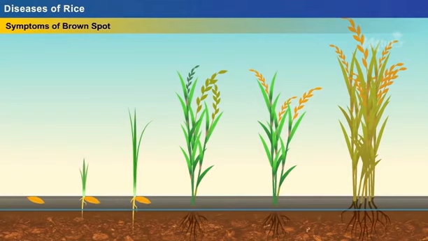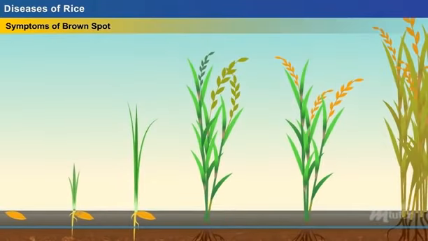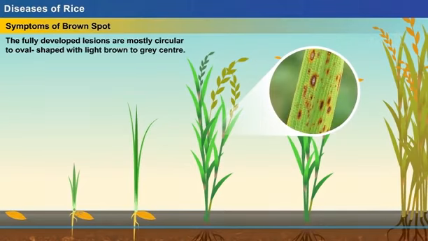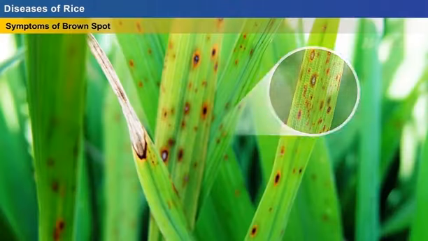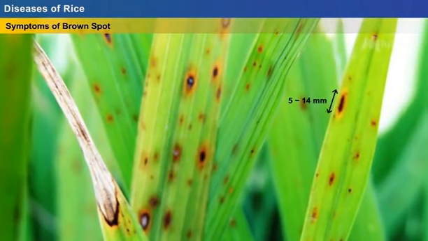Symptoms of brown spot. At the seedling stage, circular yellow or brown lesions appear on the coleoptile. At the tillering stage, initially small, circular brown to purple-brown lesions appear on the leaves. The fully developed lesions are mostly circular to oval-shaped with light brown to gray center, which is surrounded by reddish-brown margin. In some cases, the lesions are 5 to 14 mm long, causing the leaves to wilt.